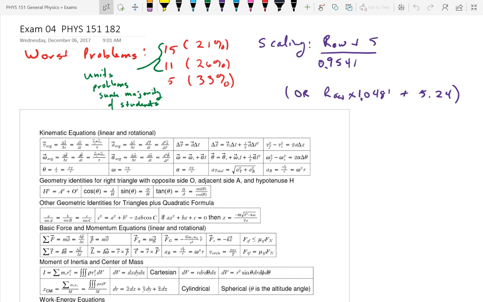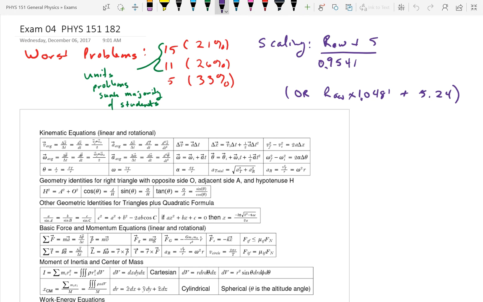The scaling that I used, here's the actual scaling. I took the raw score plus 5 divided by 0.9541. 0.9541 was the highest score after adding 5 and not counting extra credit. 2 people got over 100% because of doing this. A second way of looking at it is the raw score times 1.0481 plus 5.24. So everybody's score got boosted by 5.24% plus then the scaling part.